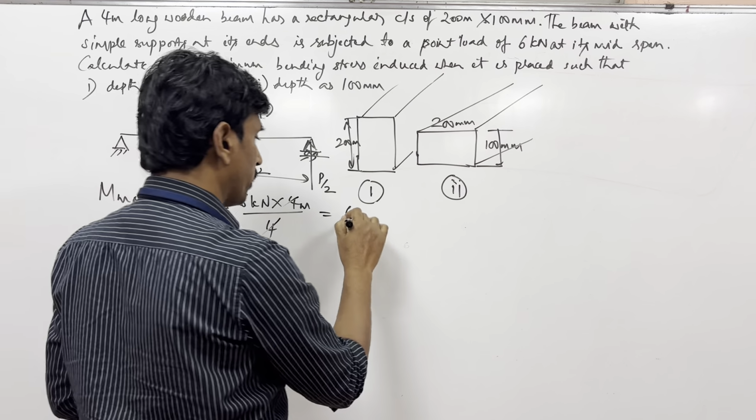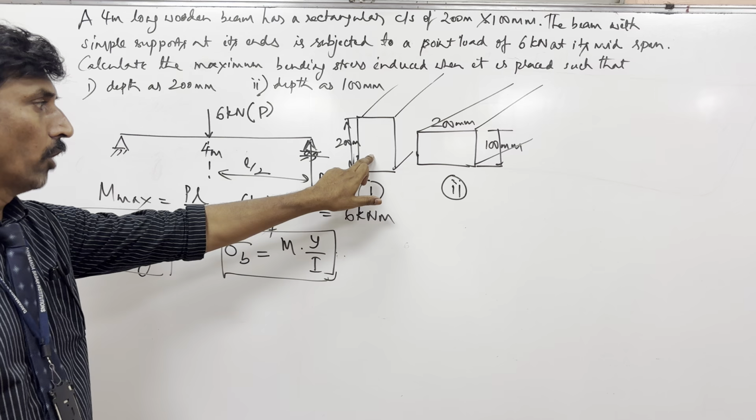For this beam, we will try to find out the stress induced now. We know the bending equation. What is the bending equation? M by I is equal to sigma B by Y. Using this equation, we can find the bending stress. Bending stress sigma B can be written as M into Y by I. So you need to use this equation for these two cases.